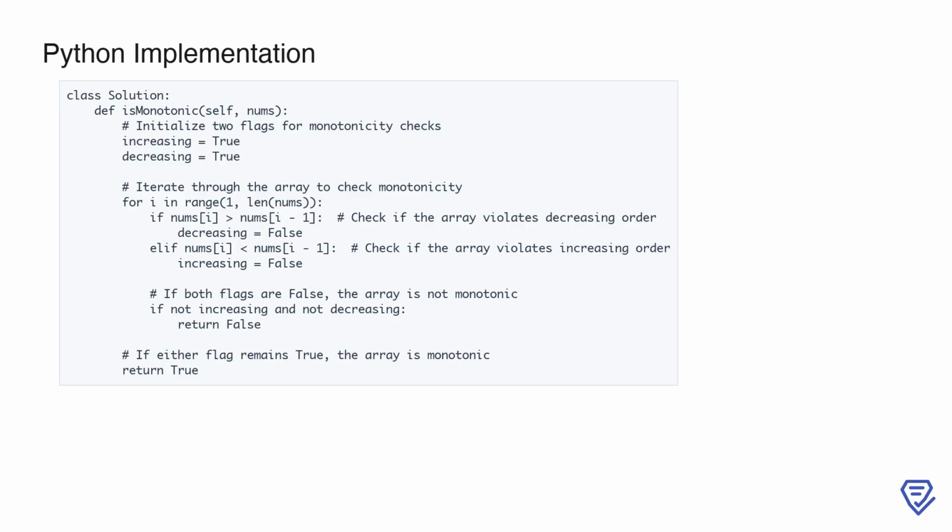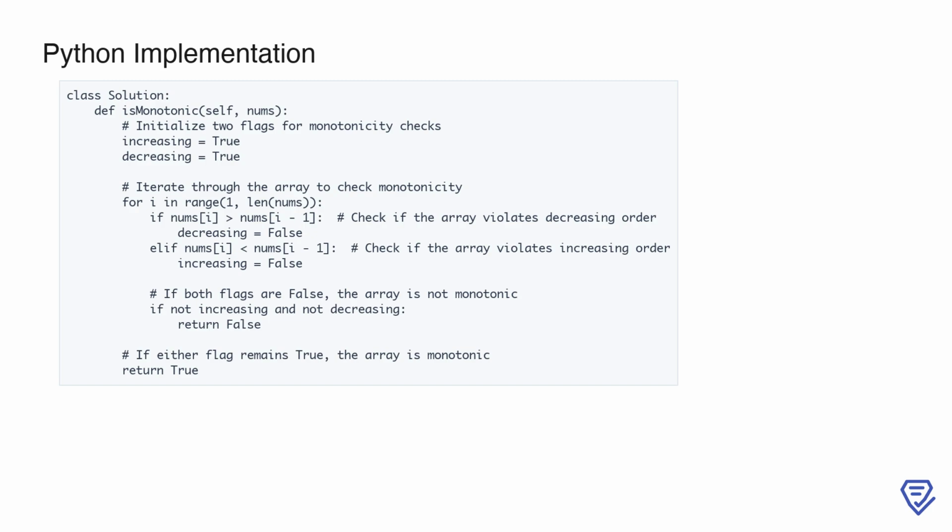For each pair of consecutive elements, it checks if the current element is greater than the previous one. If so, the decreasing flag is set to false since the array violates decreasing order. Similarly, if the current element is smaller than the previous one, the increasing flag is set to false as it violates increasing order. During the iteration, if both flags become false, it means the array is neither entirely non-decreasing nor non-increasing, so the function immediately returns false.